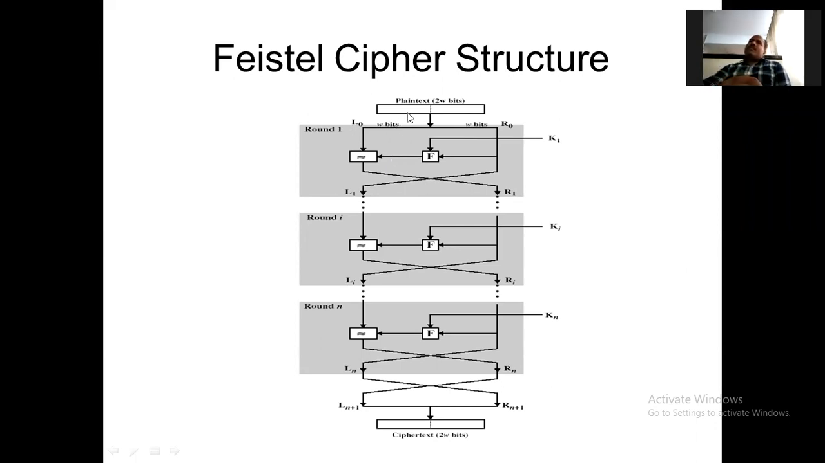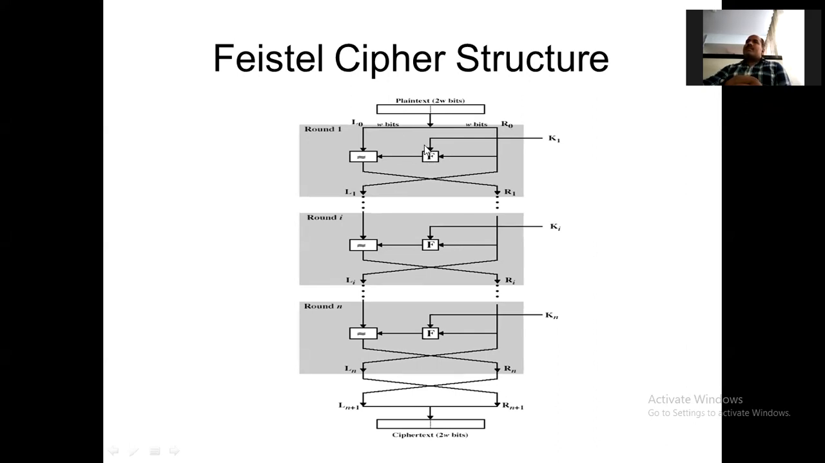So here in this case you can consider the plain text size is 2W bits. This is round one. What we are going to do here is divide the plain text into two terms: one is the left half and the remaining is the right half. Here we have the substitutions and the permutations, and this F is there.